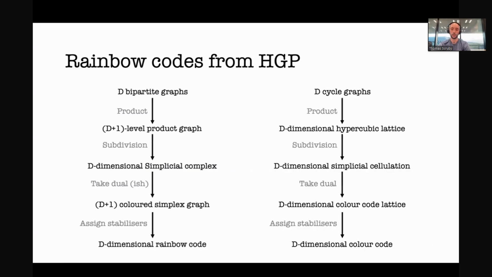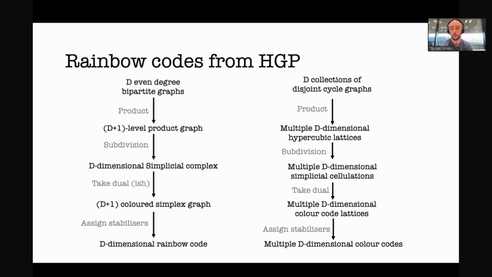So here's an example to make the color code. You would just have D cycle graphs. You take the product of all the cycle graphs, you get a D-dimensional hypercubic lattice. You subdivide that, you get some cellulation of the D-dimensional torus by D simplices. Then the dual will give you some D-dimensional color code lattice, and then the stabilizers just go where you usually put them on the color code.